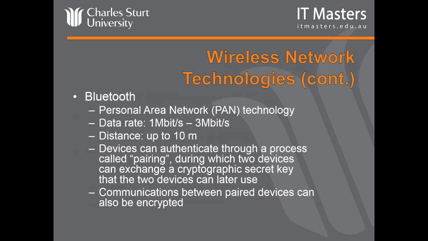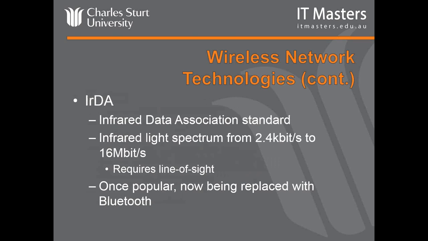Bluetooth, personal area networks, or PAN technology. So in theory, up to 10 meters, although there are Bluetooth standards for 100 meters, and it's the antenna strength that matters. You can actually have these things work half a kilometer away with the right antenna. So you can encrypt between paired devices, but that chews up more battery, so not everyone does it.